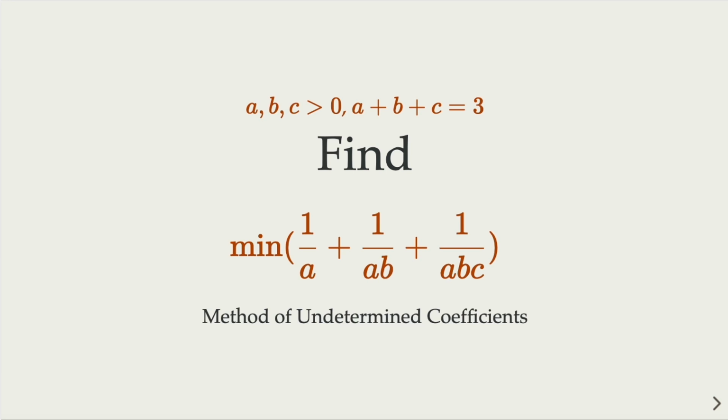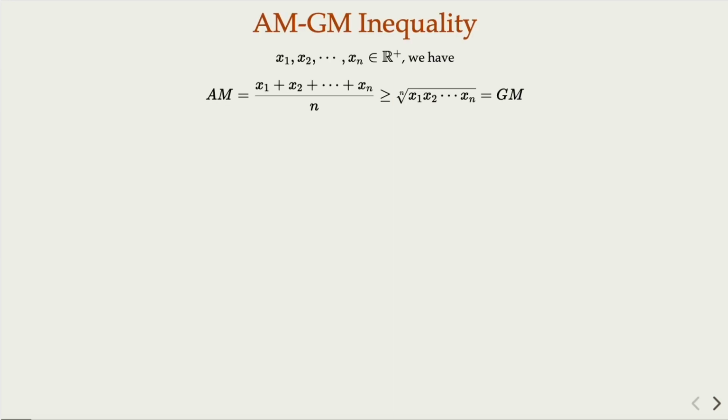Now let's do some analysis here. First of all, let's review the AM-GM inequality for n variables, assuming there are positive numbers. Here, this is the arithmetic mean and this is the geometric mean. We're saying that AM, the arithmetic mean, is greater than or equal to the geometric mean. Now for n equal 2 and n equal 3 are the most commonly used forms, and we're going to use that in this problem.